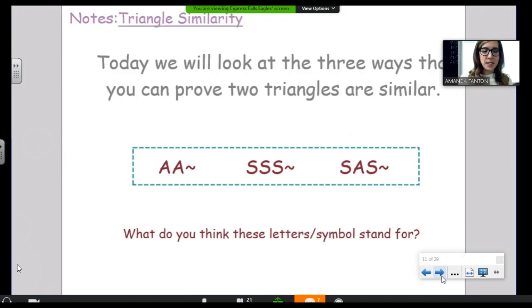Angle, angle, similarity; side, side, side, similarity; and side, angle, side, similarity. The squiggly stands for similar. Why is that first one just angle, angle, similarity? Why didn't they put angle, angle, angle? There are 3 angles in a triangle. Because the third one would always be subtracted from the 180.